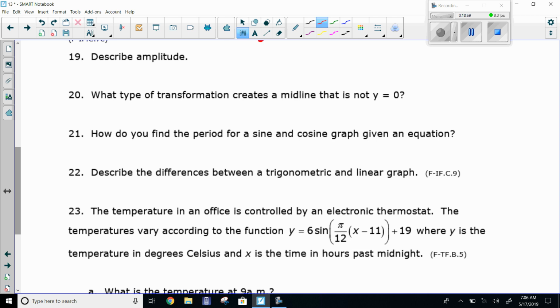Describe the differences between a trigonometric graph and a linear graph. A trig graph is a wave, and a linear graph is a line.